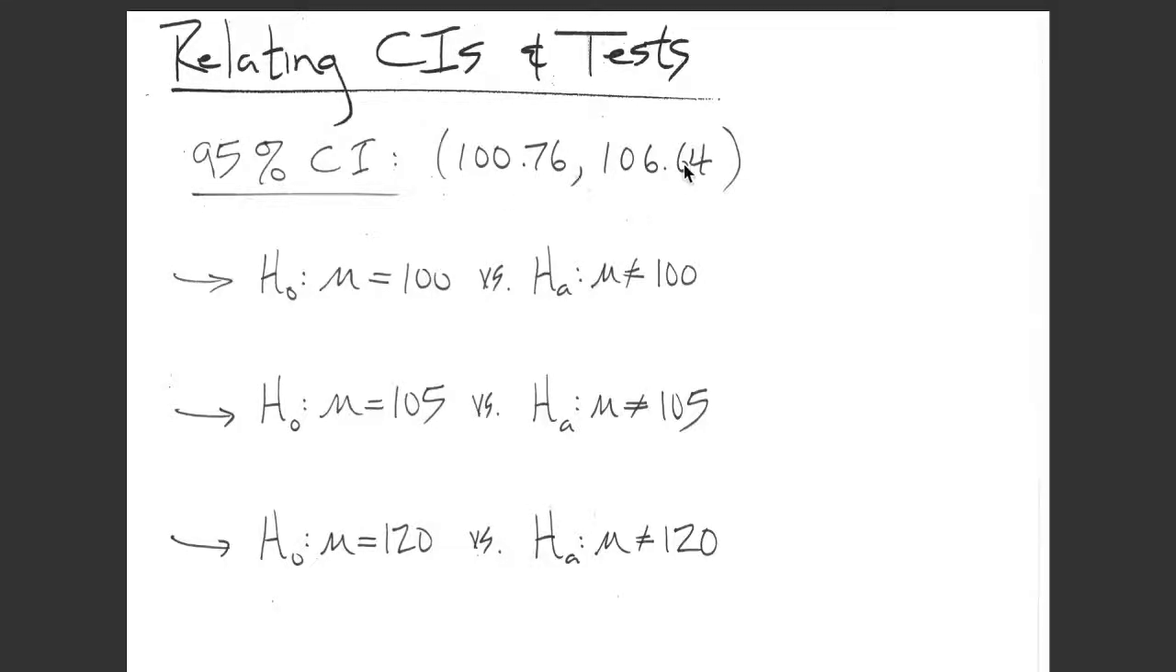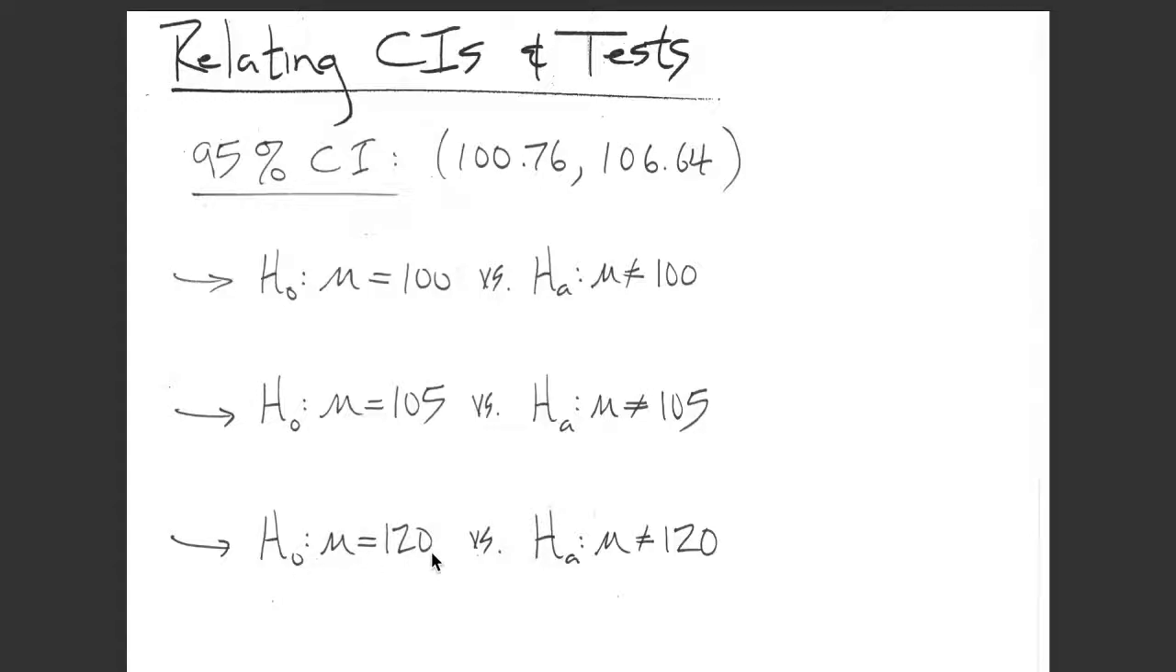100 is outside the 95% confidence interval, so the p-value of this test is going to be less than 5%, and we'll wind up rejecting. What about the null hypothesis that mu is 105? Well, 105 is in the confidence interval here. So we're going to wind up not rejecting the null hypothesis here. And so we don't have to, in other words, go through the computation of the p-value in here. We can see that just from the confidence interval.